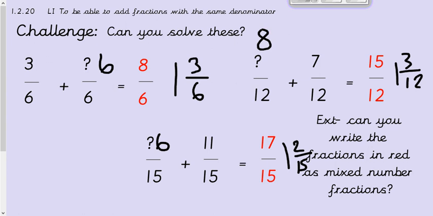Okay, welcome back. Hopefully you managed to have a good go at those questions and they weren't too challenging. So for this first one, it should be 6. So 3/6 add 6/6 equals 9/6, and that could also be written as one whole and 3/6. You can actually see here 6/6 is one whole, and that's 3/6 left over. This one, it should be 6/15 add 11/15 equals 17/15, and that as a mixed number fraction is 1 and 2/15. And then the last one up here, it should be 8/12 and 7/12 equals 15/12. And then as a mixed number fraction, it would be 1 and 3/12.